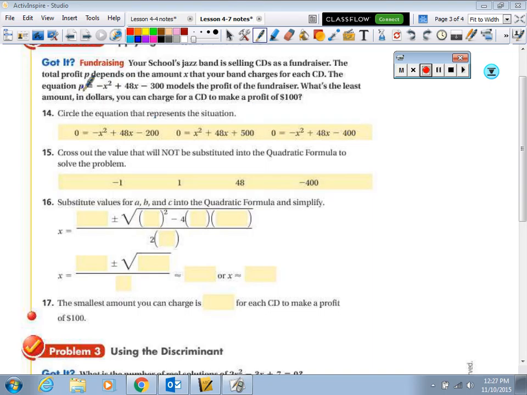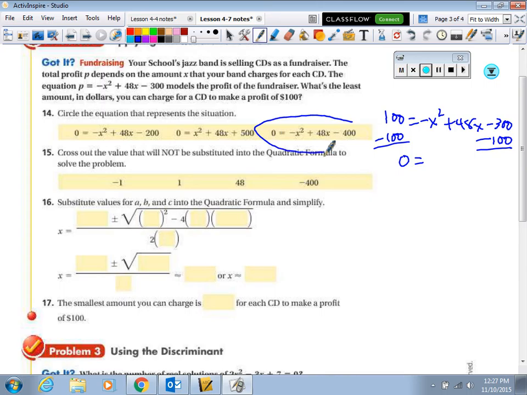Oh, because keep in mind this is $100. Equals negative x squared plus 48x minus 300. You're going to subtract 100 from both sides. Okay, so then you'll see which one models it. It's going to be that one. Now cross out the value that will not be substituted into the equation to solve the problem.